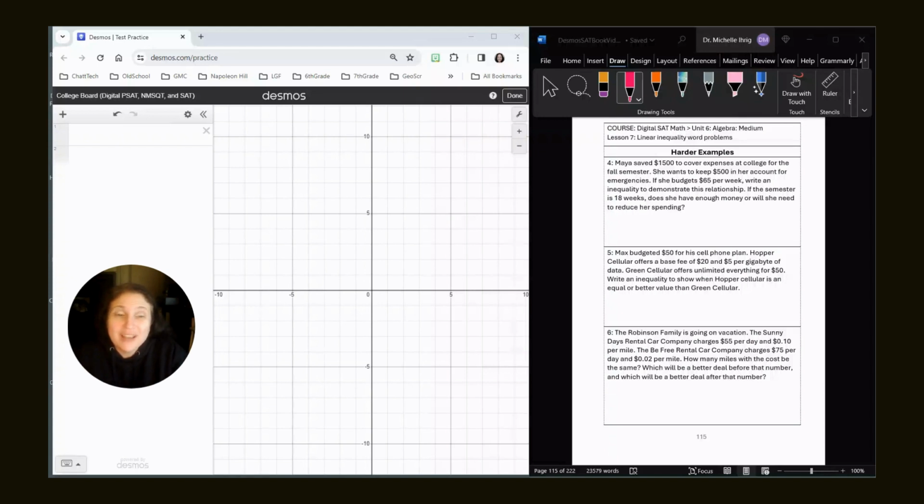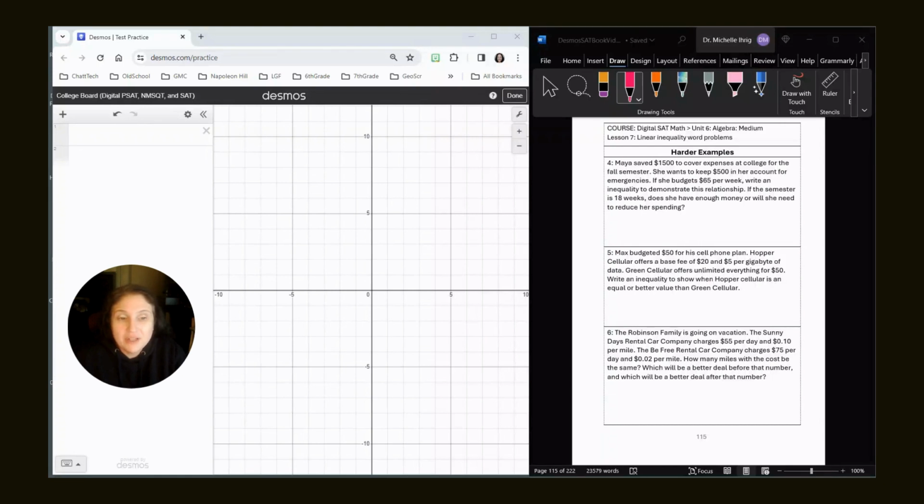Right now, we're doing Unit 6 in Algebra, Lesson 7, which is Linear Inequality Word Problems that connects with Khan Academy. If you've bought my book, we're on page 115. We are doing the harder examples. If you don't have my book, paper and pencil is perfect. Also, everyone open up the Desmos calculator and make sure you've selected College Board.